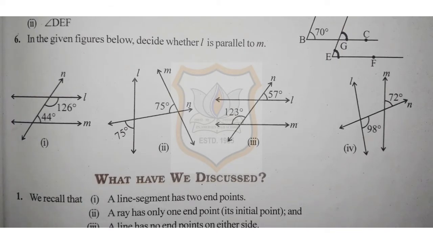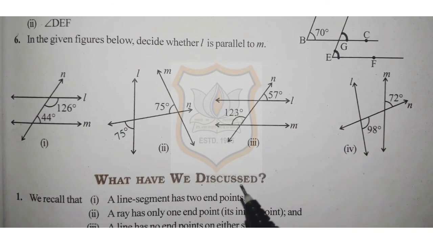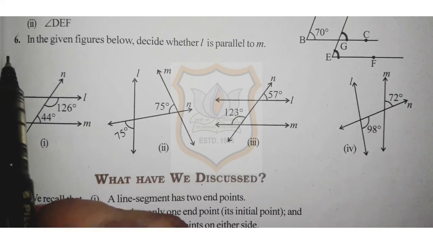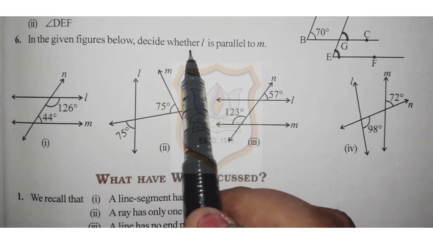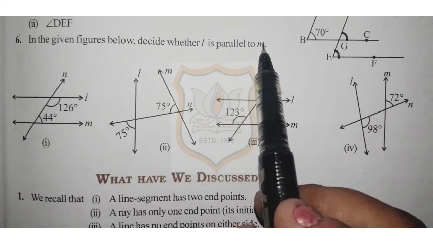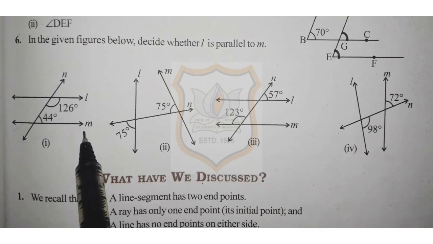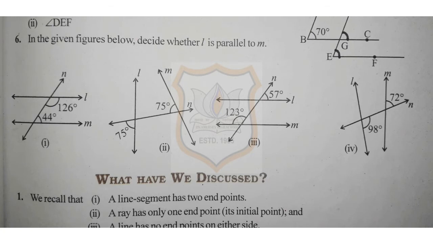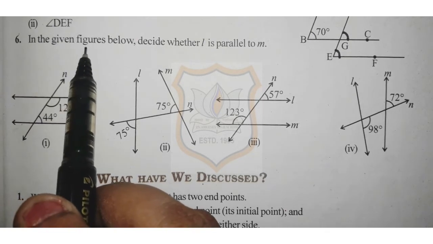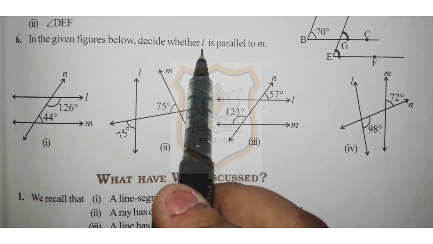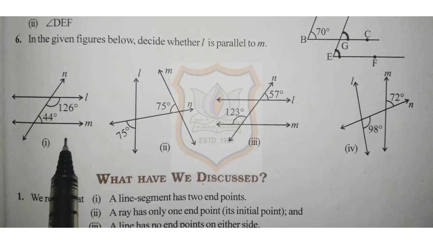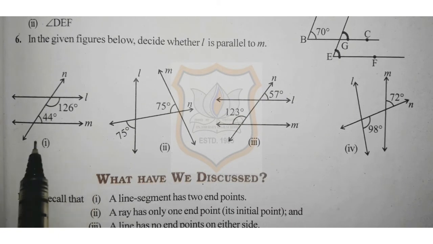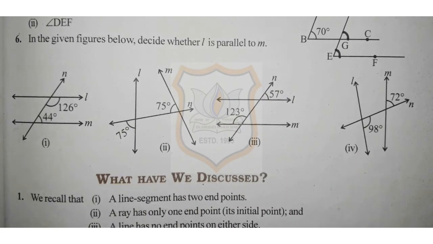Now students, let's solve the last question of this exercise, and that is question number 6. In the given figures below, decide whether L is parallel to M. You have to decide whether line L is parallel to M or not in each of these figures.